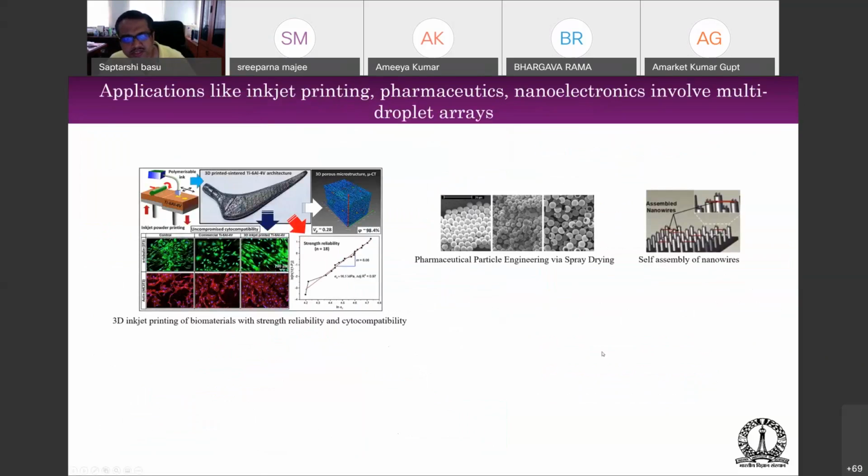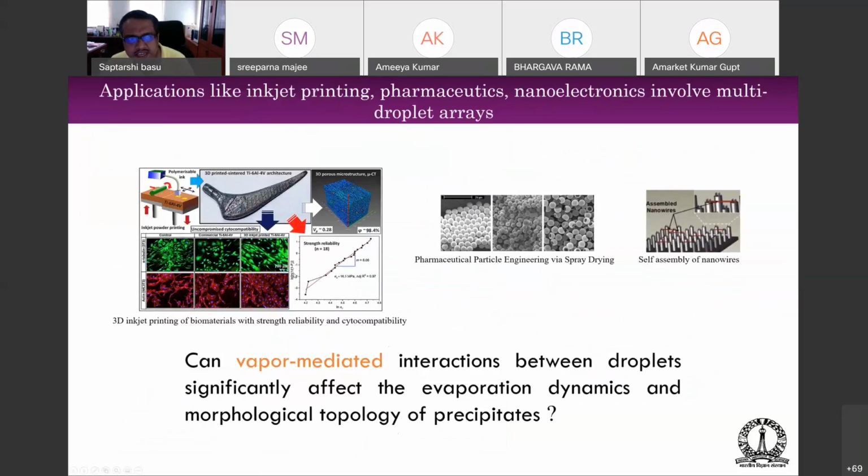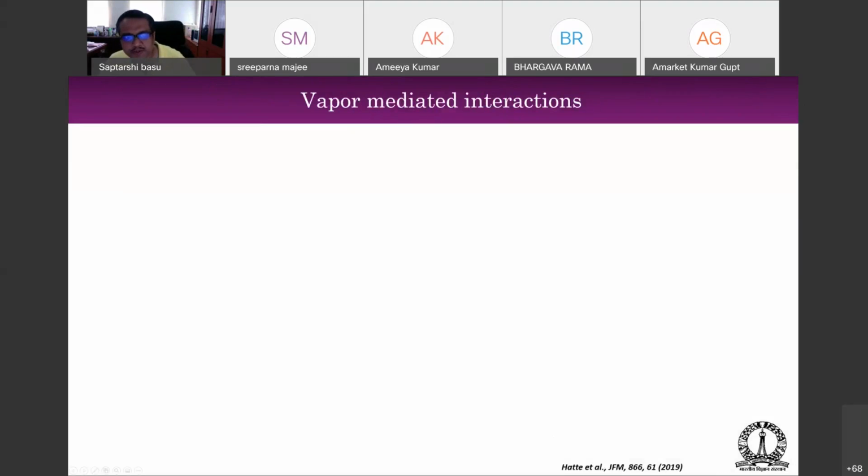So without spending too much time, as you can see, droplets never come alone, right? So even from spray drying applications to 3D printing, it is always multiple droplets which are situated close to each other. So can vapor-mediated interactions between droplets significantly affect the evaporation dynamics and the topology of the precipitates? So this is the $1,000 question that one needs to answer. So what happens in the case of vapor mediation?